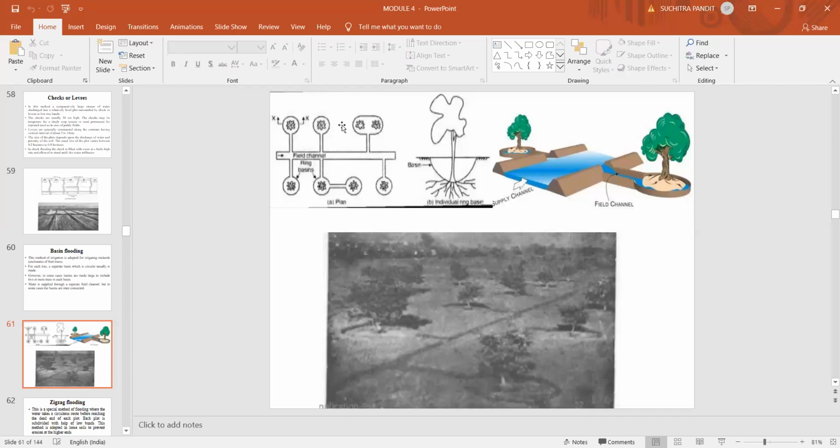Now you can see this is the typical plan of the basin method of irrigation, and this shows the cross section of the basin method of irrigation. Here a basin is created and water is directly supplied to the basin through the field channel, and sometimes the basins may be interconnected. So once this basin gets filled, the same water can be supplied to another basin. So this method of irrigation is generally used to grow orchard crops.